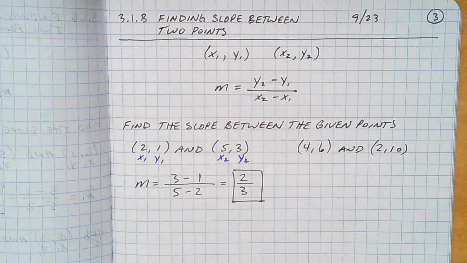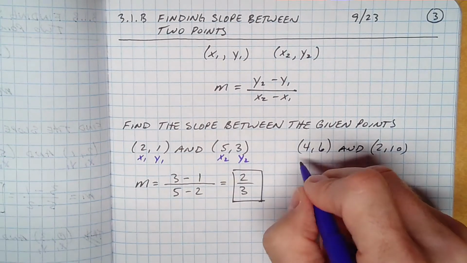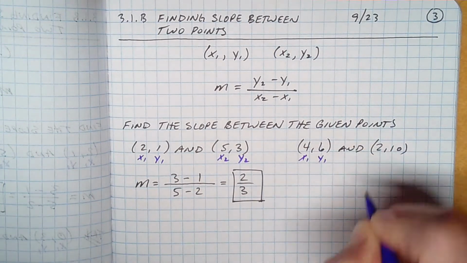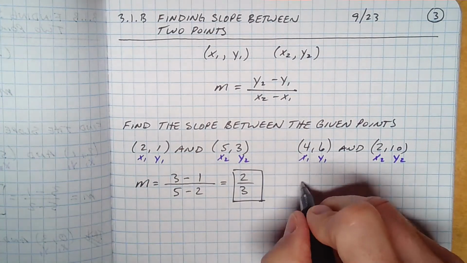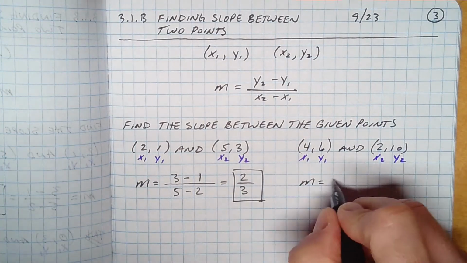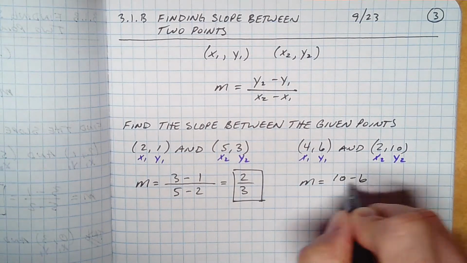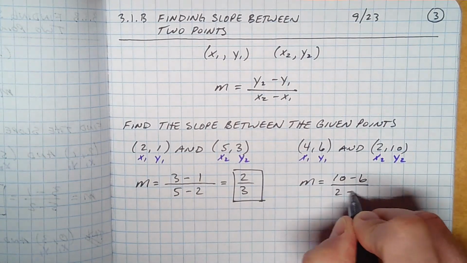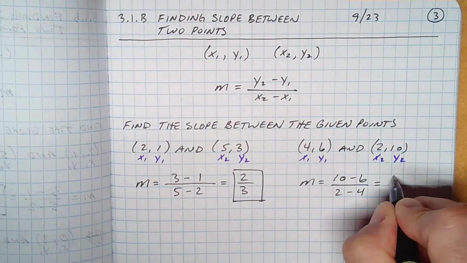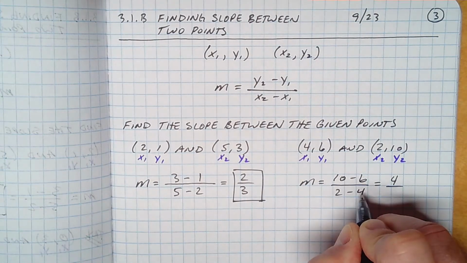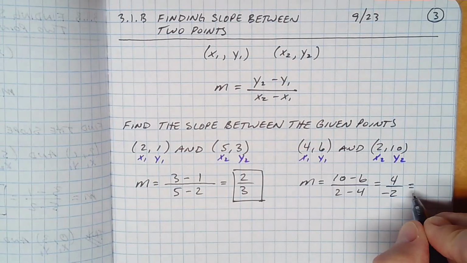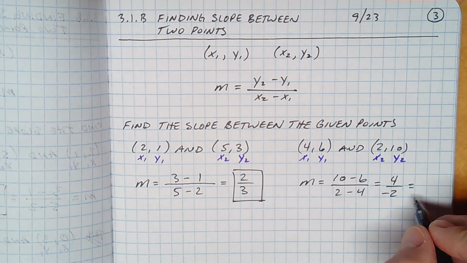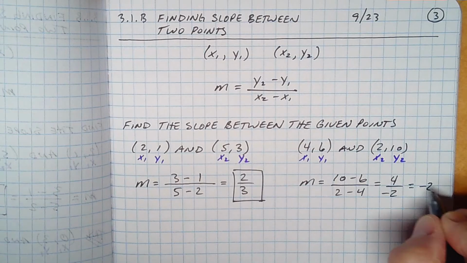Next, I'm going to find the slope between the points 4, 6, and 2, 10. I'm going to do that same thing again. x1, y1, x2, y2, and I'm going to plug those into the slope formula. So I have 10 minus 6 over 2 minus 4. 10 minus 6, 4. I'm going to be careful here. 2 minus 4 is a negative 2. So I can simplify this to negative 2 over 1, or I can just write it as negative 2.